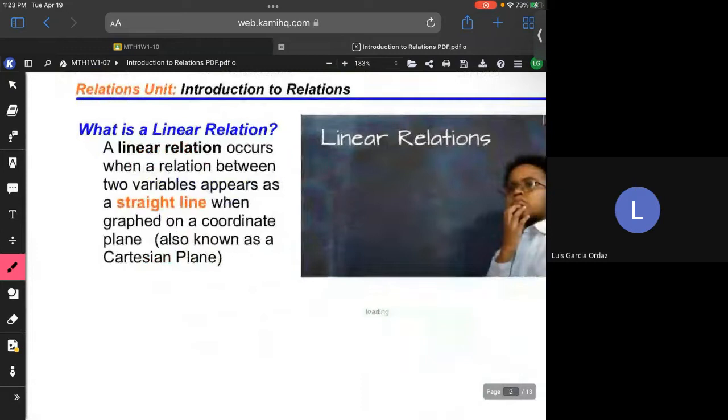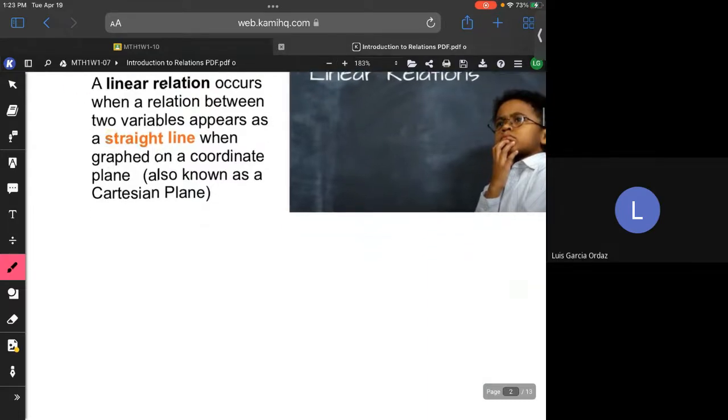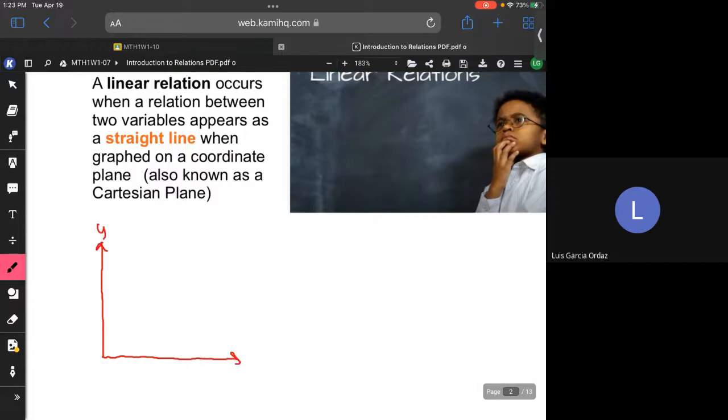So, what is a linear relation? A linear relation occurs when a relation between two variables appears as a straight line when graphed on a coordinate plane. Last week, we learned about scatter plots, where you would have to make a line of best fit. So, this is called a scatter plot. I'm going to draw it here. Scatter plots, hence the word scatter, your points are scattered randomly, but they may have a correlation.